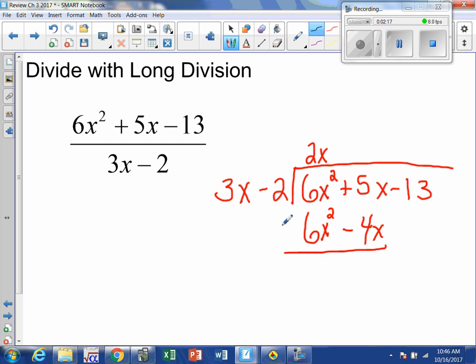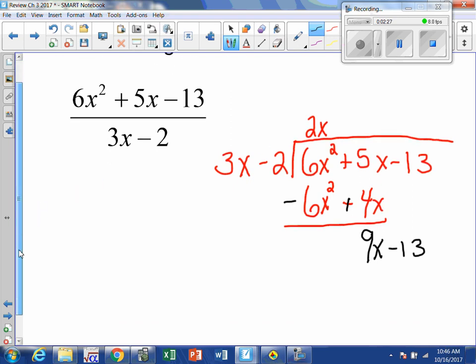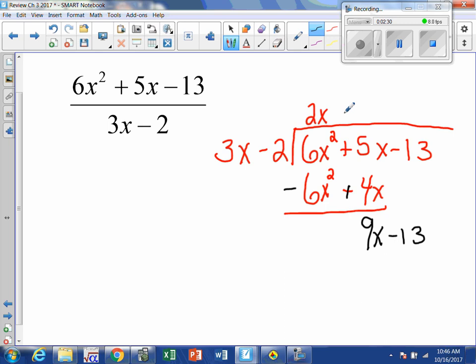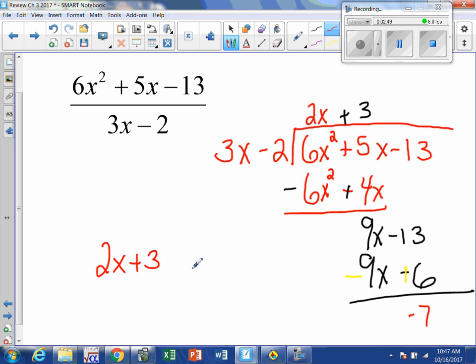When I subtract, I change both of my signs, and then this gives me 9x minus 13. What times 3x gives me 9x? That is plus 3. So then this gives me 9x minus 6. Change both my signs, minus plus, and this is going to give me negative 7. So when I divide, I get 2x plus 3, and we're just going to write that as a remainder of negative 7.